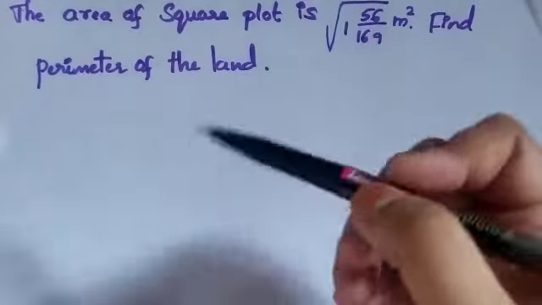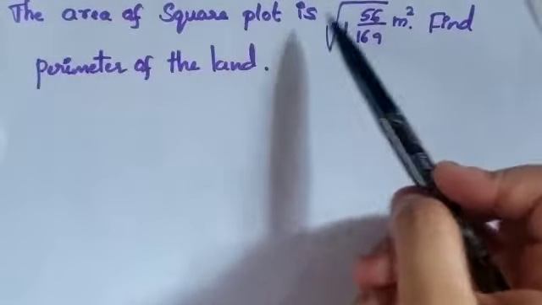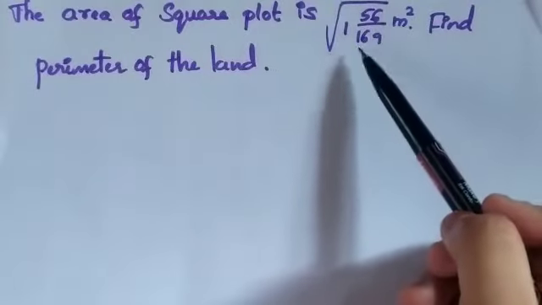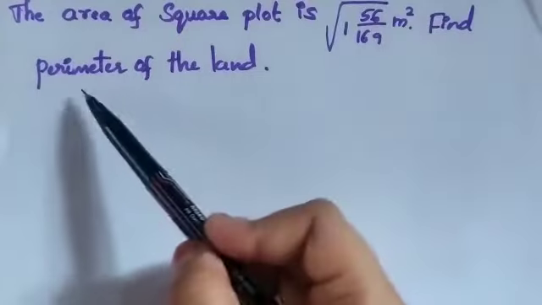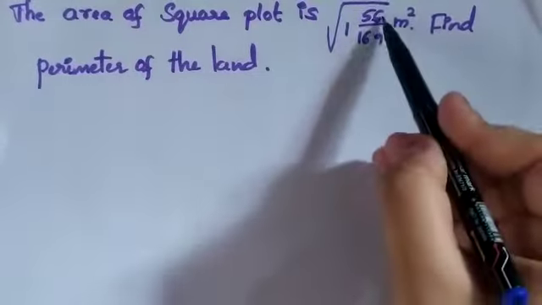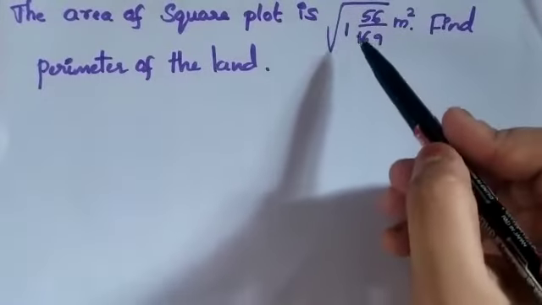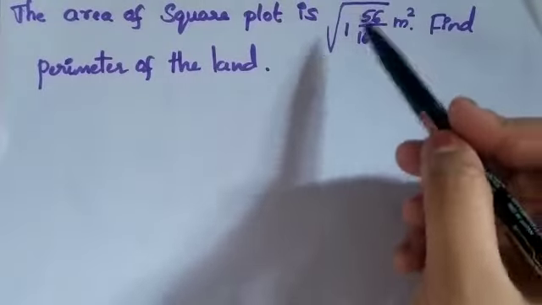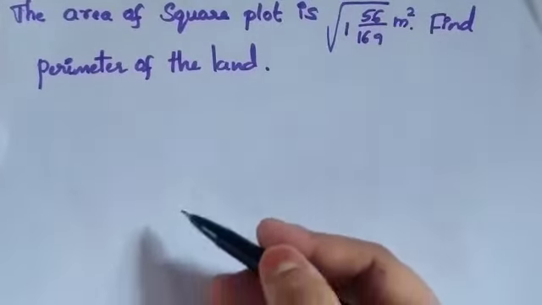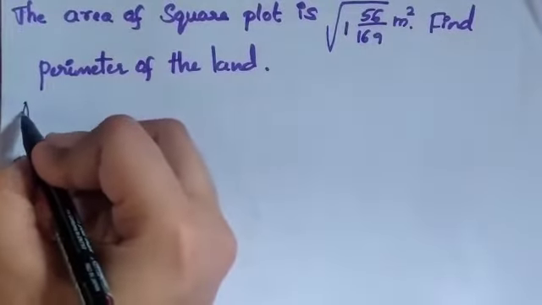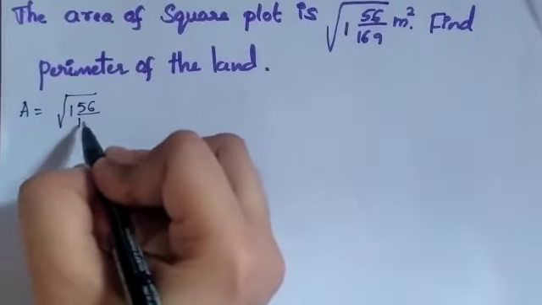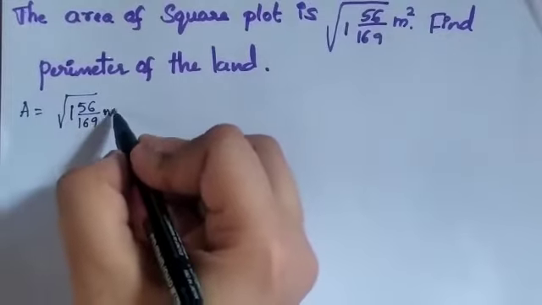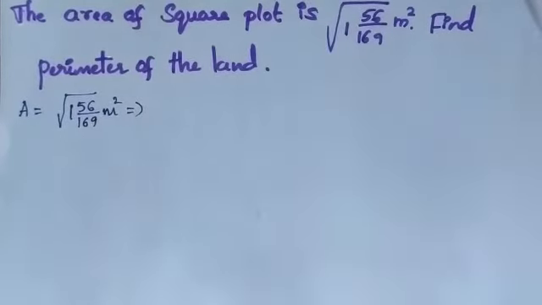So next question is, the area of a square plot is square root of 1 56/169 m square, that is meter square. Find the perimeter of the land. You see here, this is given as a mixed fraction. This mixed fraction you have to convert into an improper fraction. So now let me write what is given. Area is given here, square root of 1 56/169 meter square. Okay, first let me convert this mixed fraction into an improper fraction.